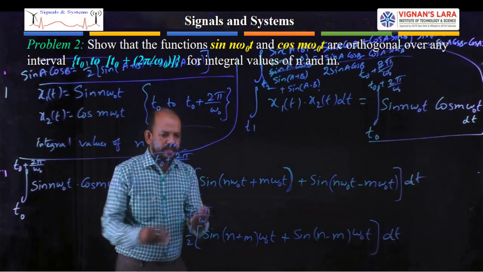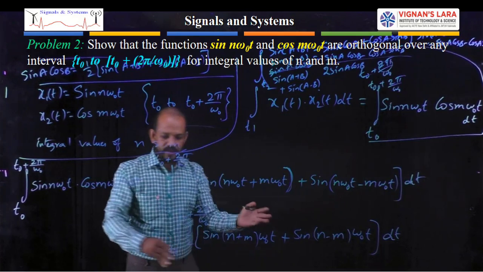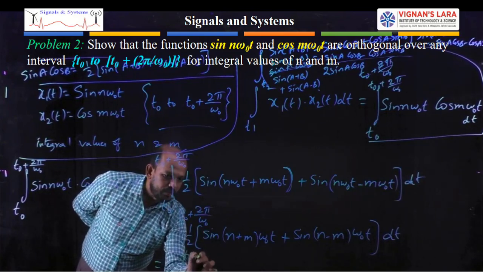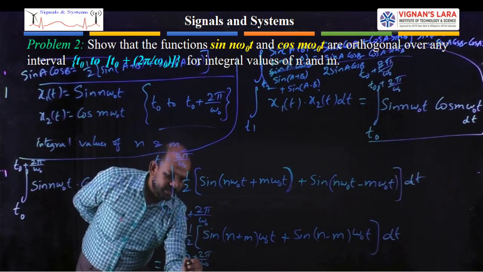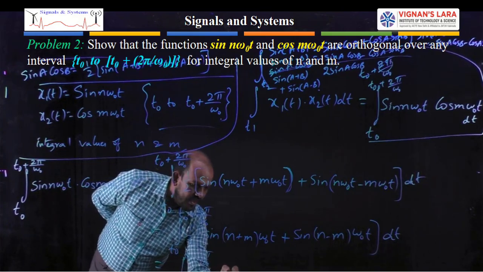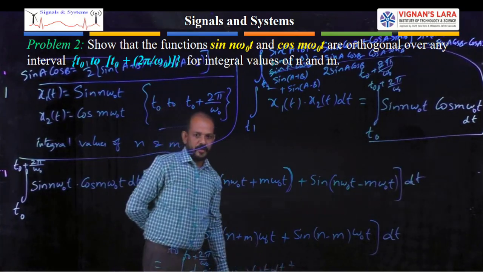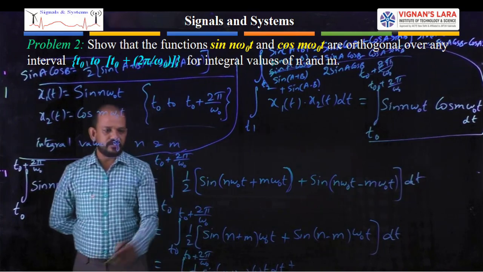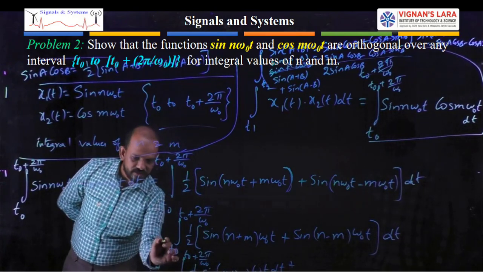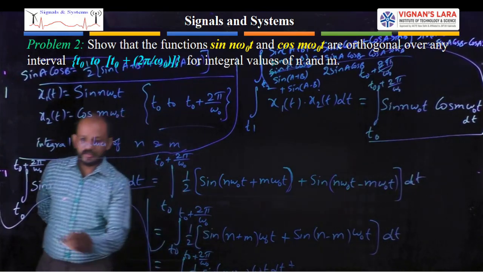I already told you, integration of a plus b dt is integration of a dt plus integration of b dt. We can separate them as the integral from t naught to t naught plus 2 pi by omega naught. So separating that one, what happens? 1 by 2 into sine n plus m omega naught dt plus sine n minus m omega naught dt. I am rereading these equations here. See, for this, how will you write?